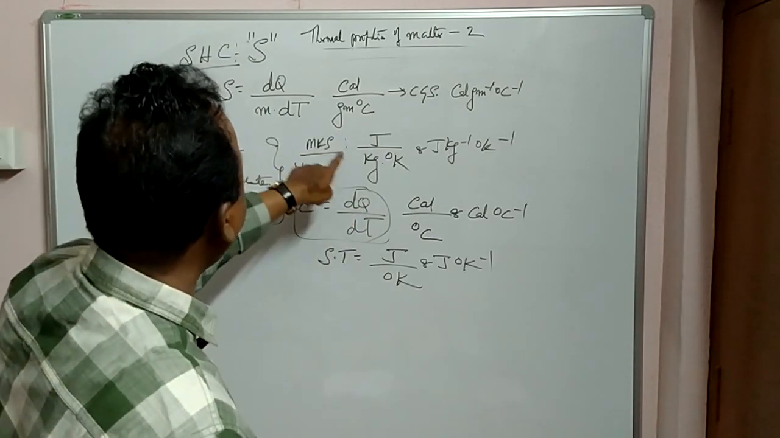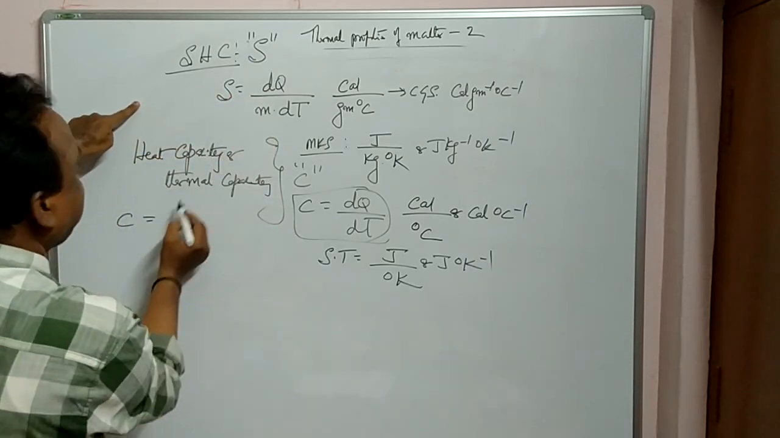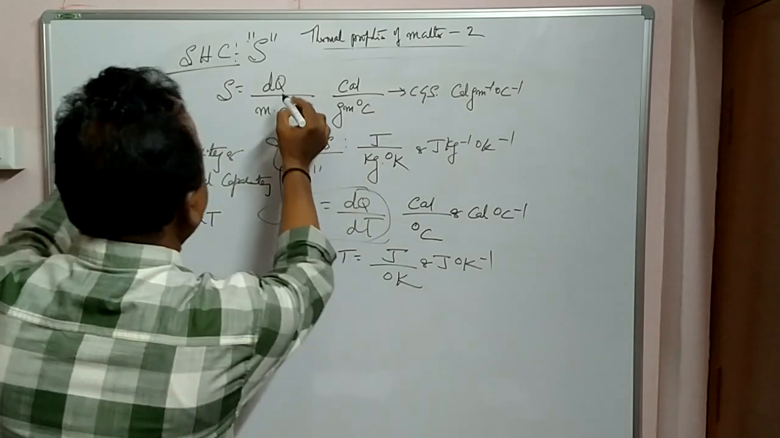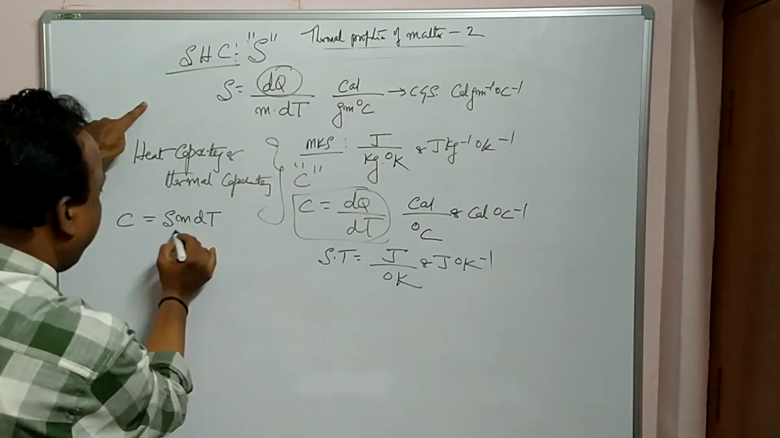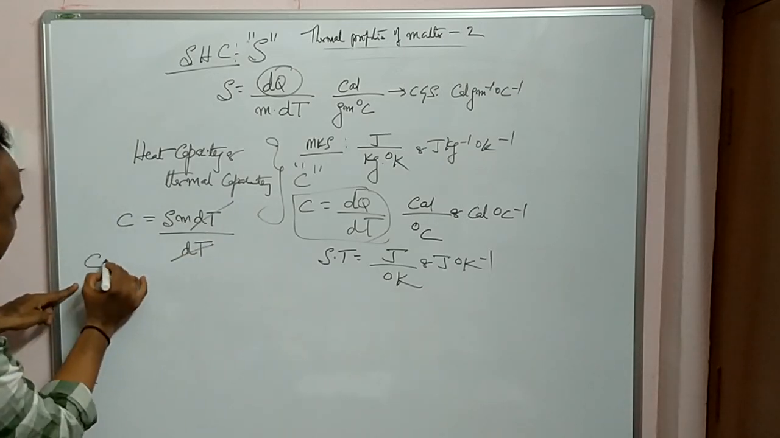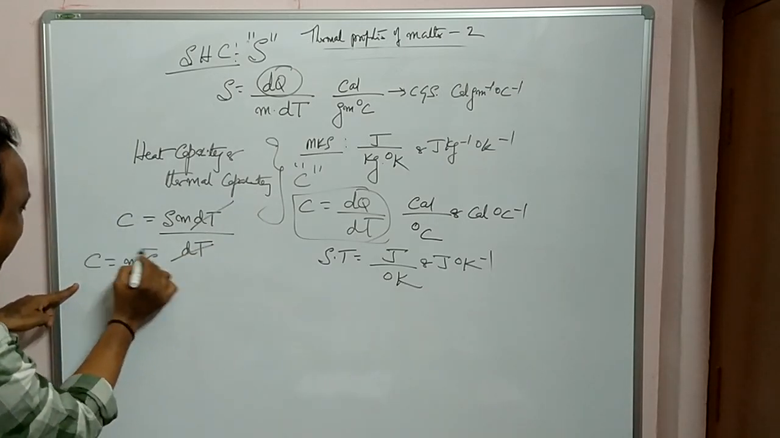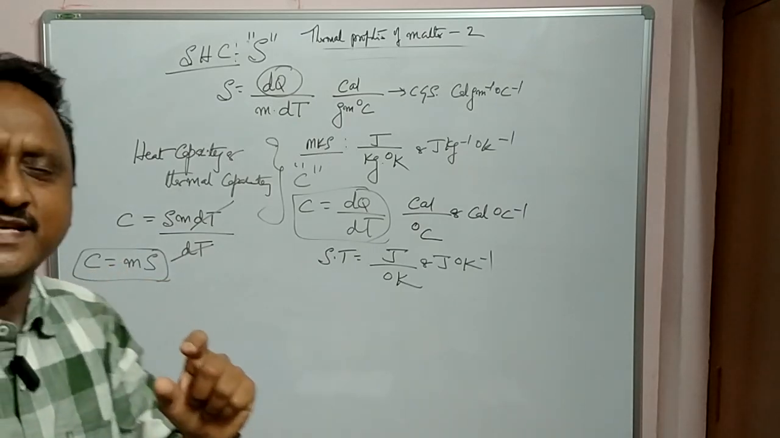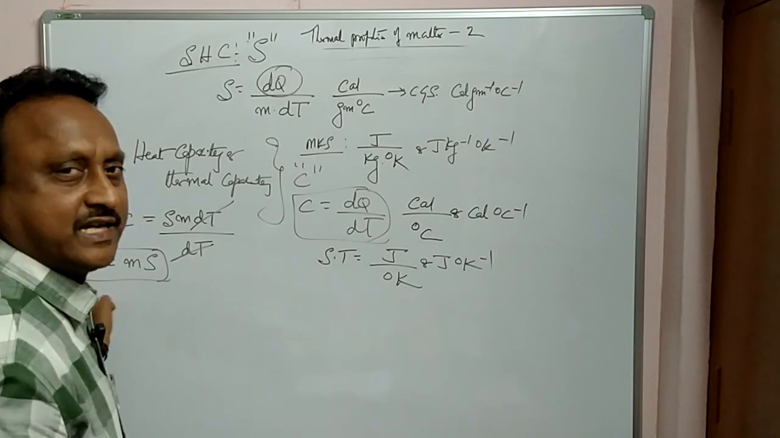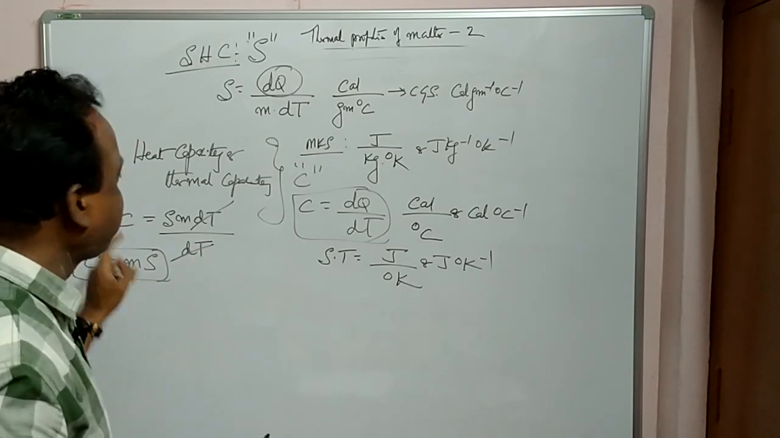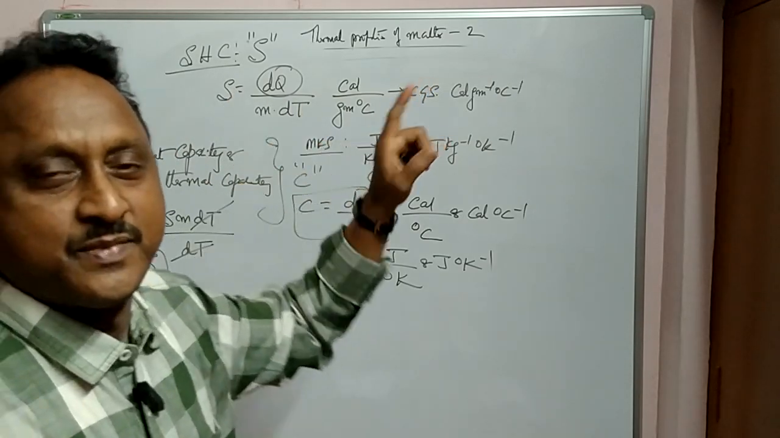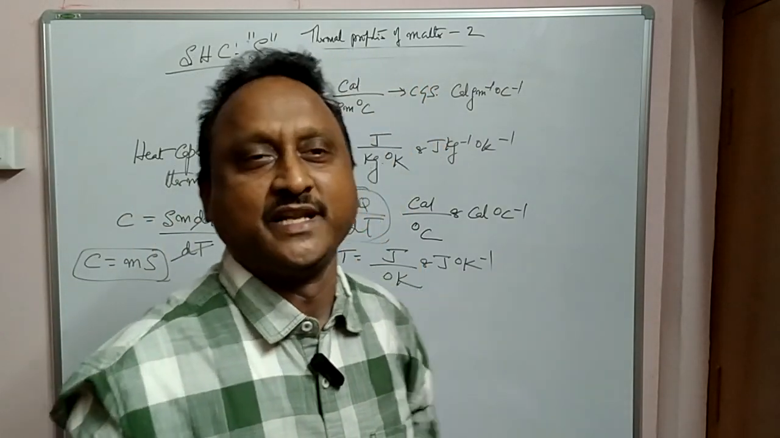What is dQ from the above equation? From the above equation, S M dt is equal to dQ. So dQ by dt, dt gets cancelled. Heat capacity is equal to M into S. So thermal capacity is given by mass into specific heat. So heat capacity depends upon the mass. Specific heat depends upon the material, the type of material used.